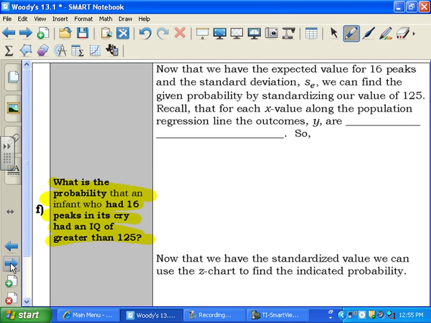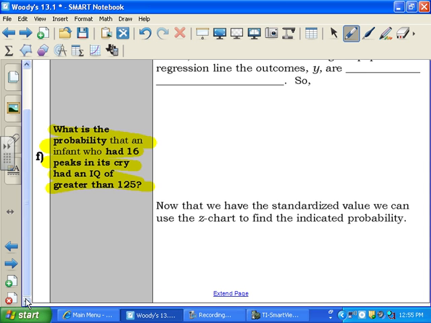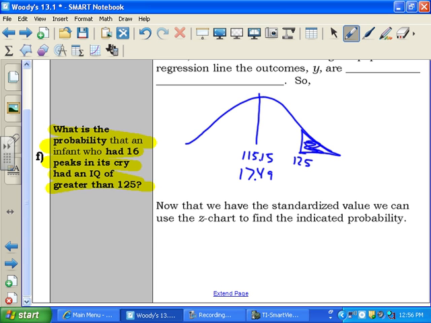And watch this. Isn't that saying when my average is 115.15 and has a standard deviation of, what was it, 17.49? What's the probability that that 3-year-old will have greater than 125 IQ? That looks really familiar. But remember what's happening in this case. This is that y value on the side. Do you see that normal curve that I talked about at the beginning of the day now?